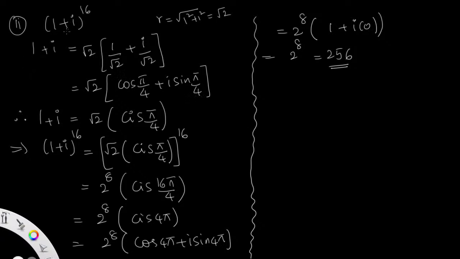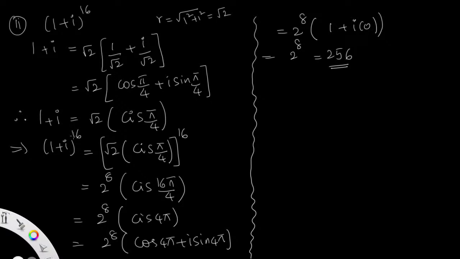First we consider it as a complex number. We multiply and divide with its modulus, that is 1 square plus 1 square, that is root 2, and write 1 by root 2 plus i by root 2. So 1 by root 2 is cos pi by 4 plus i sin pi by 4. In the shortest form, root 2 into cis pi by 4.